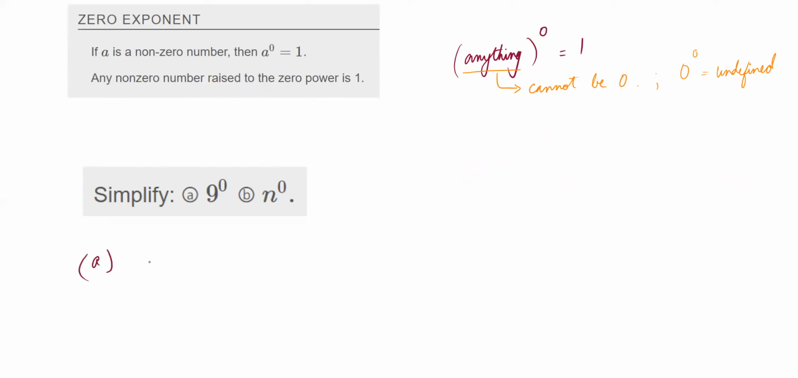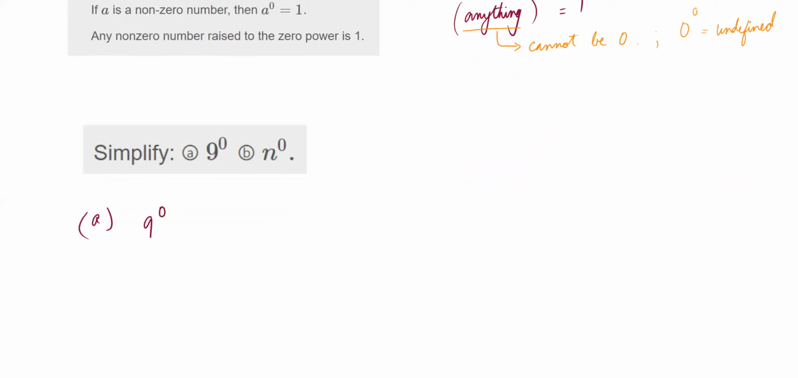Part A, 9 power 0. So we just saw anything power 0 is 1, so the answer is directly a 1. In fact, you could try this on your calculator. You're going to get the answer as 1. N power 0. Okay, if it's n, you can't really use a calculator because you really don't have a number to calculate. But remember, it doesn't matter. Anything power 0. N is supposedly a number, but in n power 0, anything power 0 is 1. So your answer is 1.